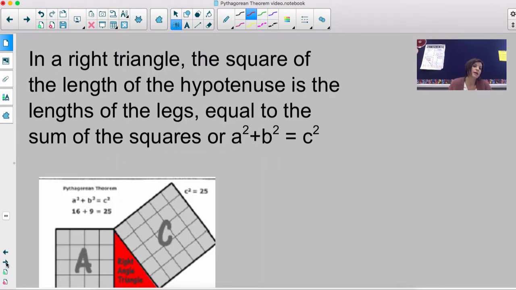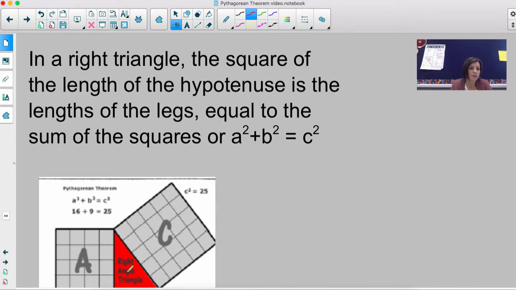So once upon a time in Greece, there lived a man named Pythagoras who was a mathematician. He had all these followers, students, whatever, who helped him prove this theorem. It's called the Pythagorean Theorem. In a right triangle, the square of the length of the hypotenuse is equal to the sum of the squares of the lengths of the legs.